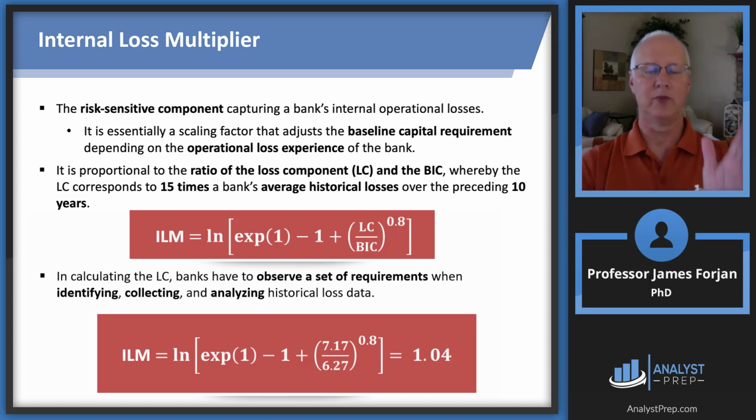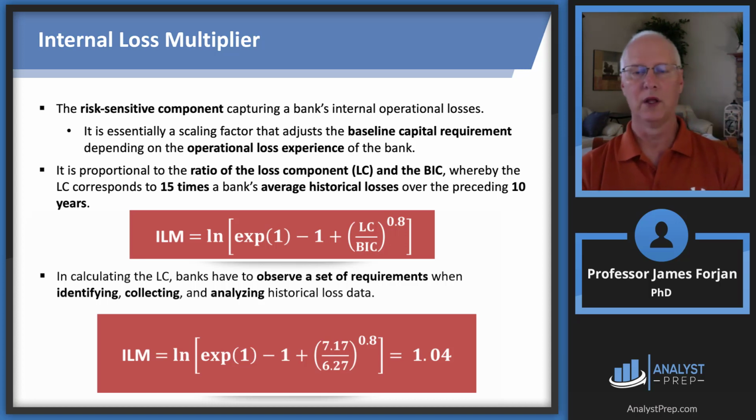So we're going to have these big old parentheses down there. So the exponent of 1 minus 1. And I'll talk about that to you in just a second. And so over on the right-hand side of the plus sign, inside of that ratio, we have the loss component, LC, in the numerator. And so what that corresponds to is the bank's average historical losses over the preceding 10-year period.